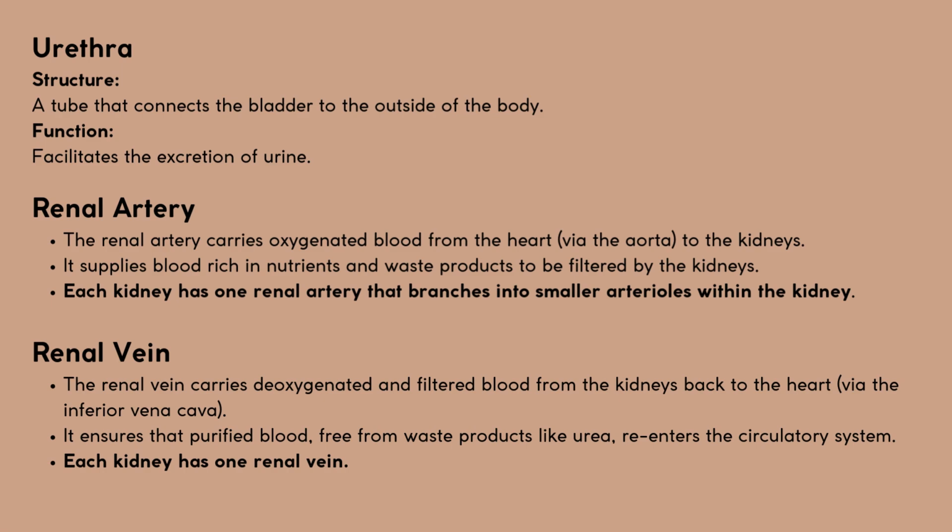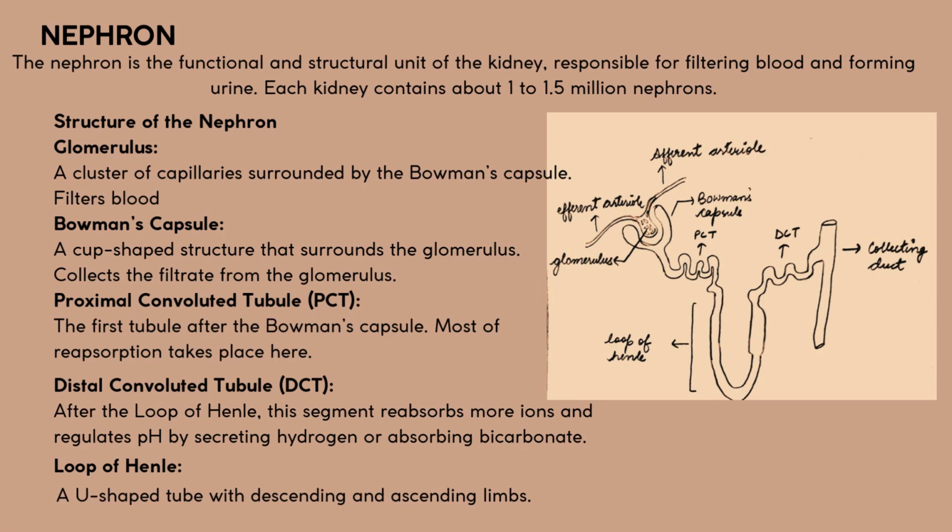Renal vein. The renal vein carries deoxygenated and filtered blood from the kidneys back to the heart, via the inferior vena cava. Ensures that purified blood, free from waste products like urea, re-enters the circulatory system. Each kidney has one renal vein. Structure of nephron. The nephron is the functional and structural unit of the kidney, responsible for filtering blood and forming urine. Each kidney contains about 1 to 1.5 million nephrons.